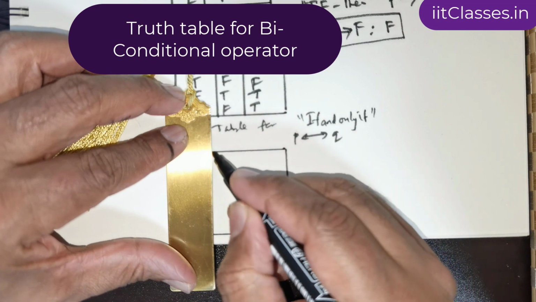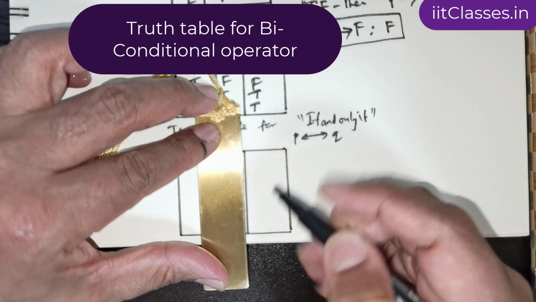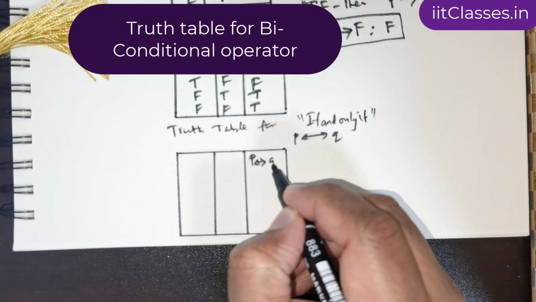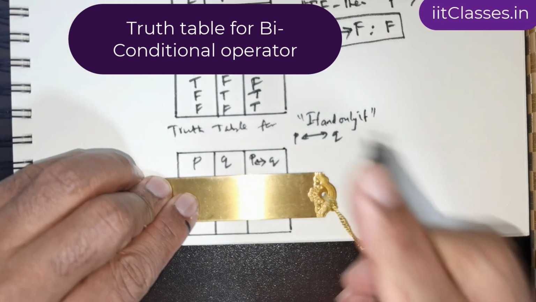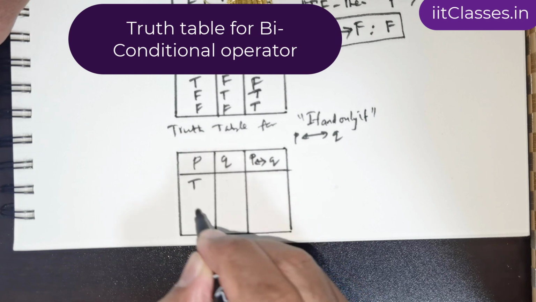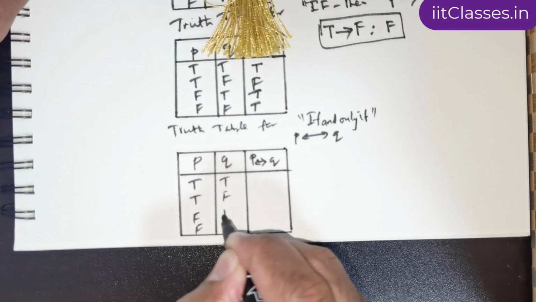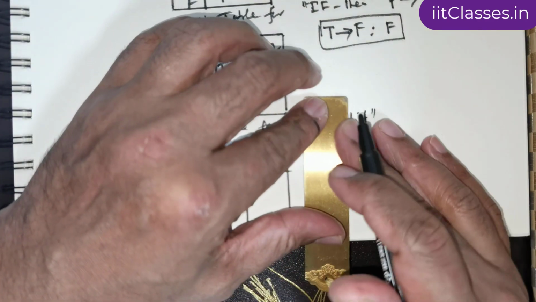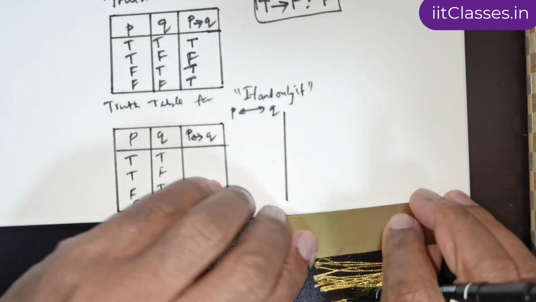So we got P and Q, and this is going to be the biconditional. This is Q, this is P. Now this is T, T, F and F. This is T, F, T, F. Okay, now here is a trick. Let me draw another table for your understanding.